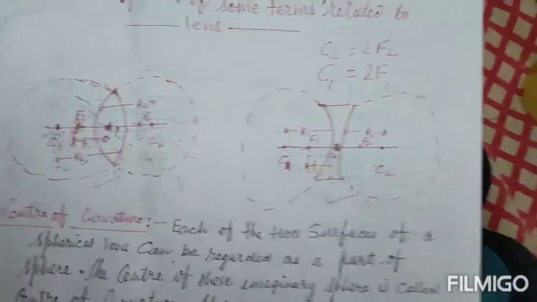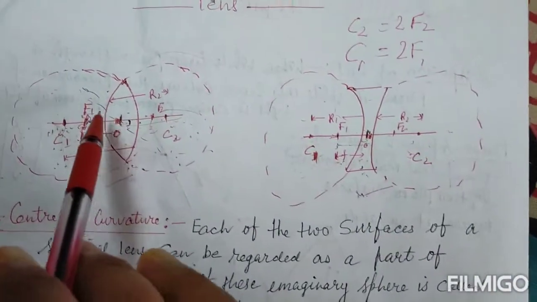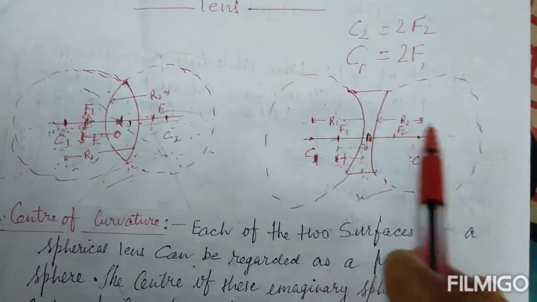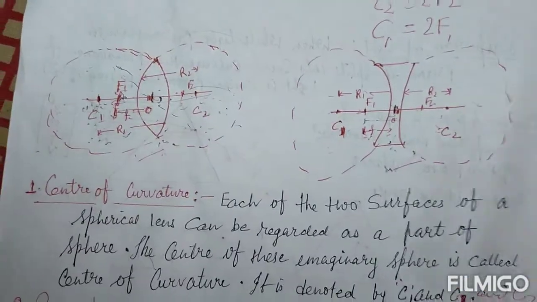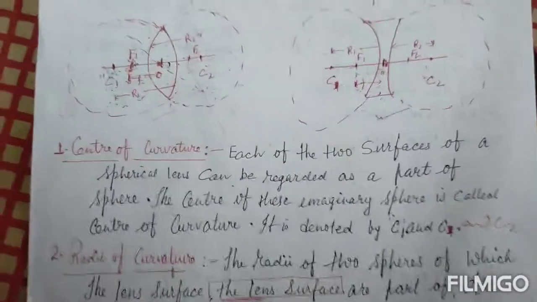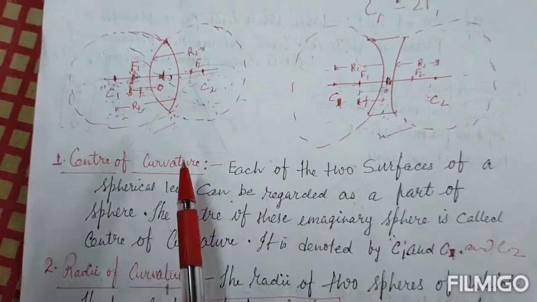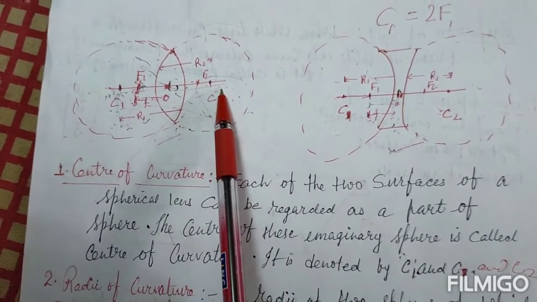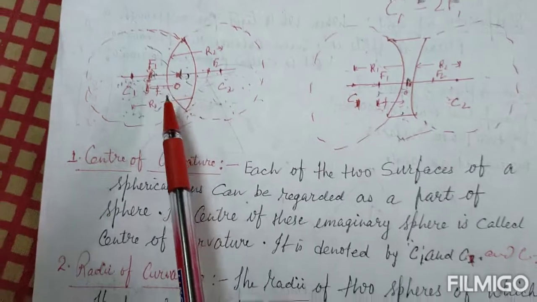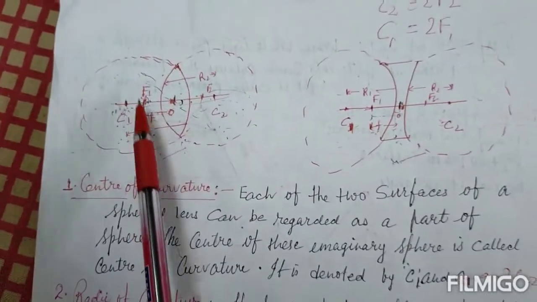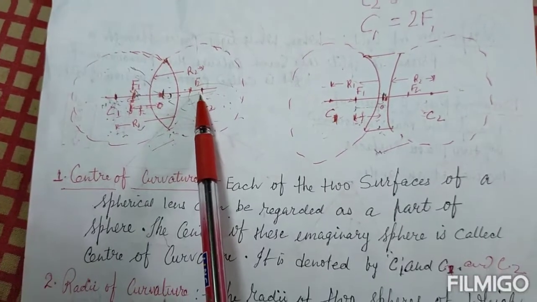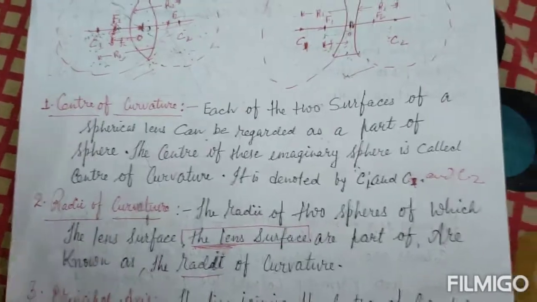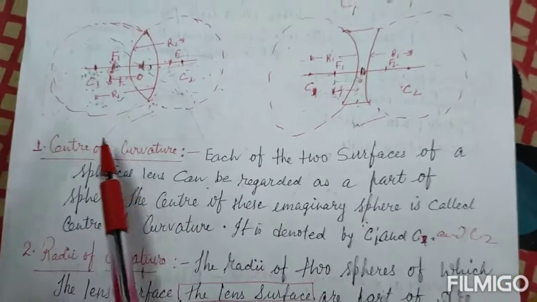As we are seeing in the picture, this is a convex lens. This is a part of two spheres, sphere 1, sphere 2. This is also a part of two spheres. So we have some important points regarding the lenses. The center of curvature: the centers of these two imaginary spheres are called centers of curvature. Radii of curvature: the radii of these two imaginary spheres are called radii of curvature. Radii is the plural form of radius.